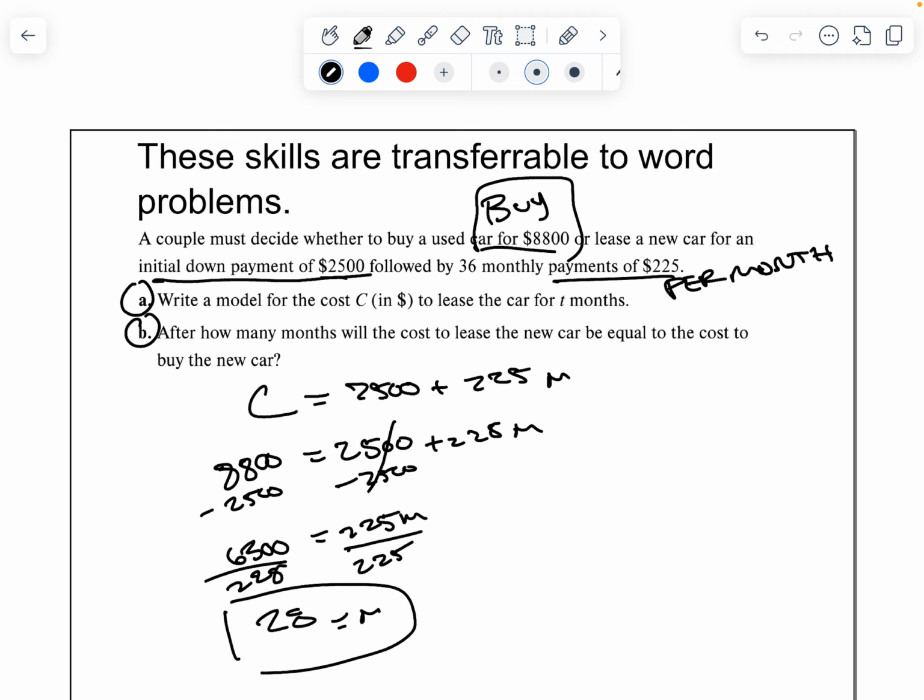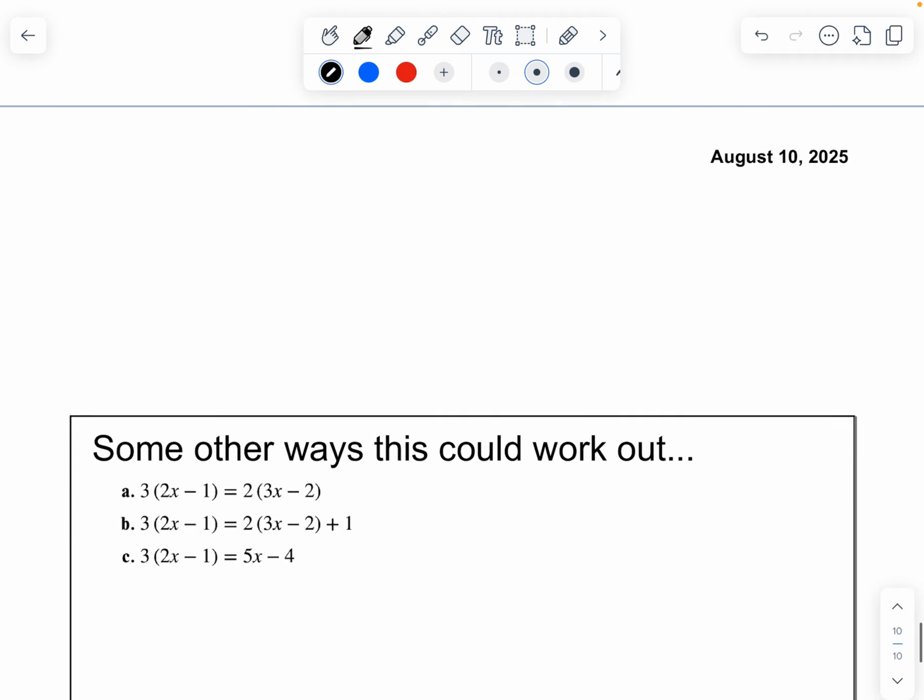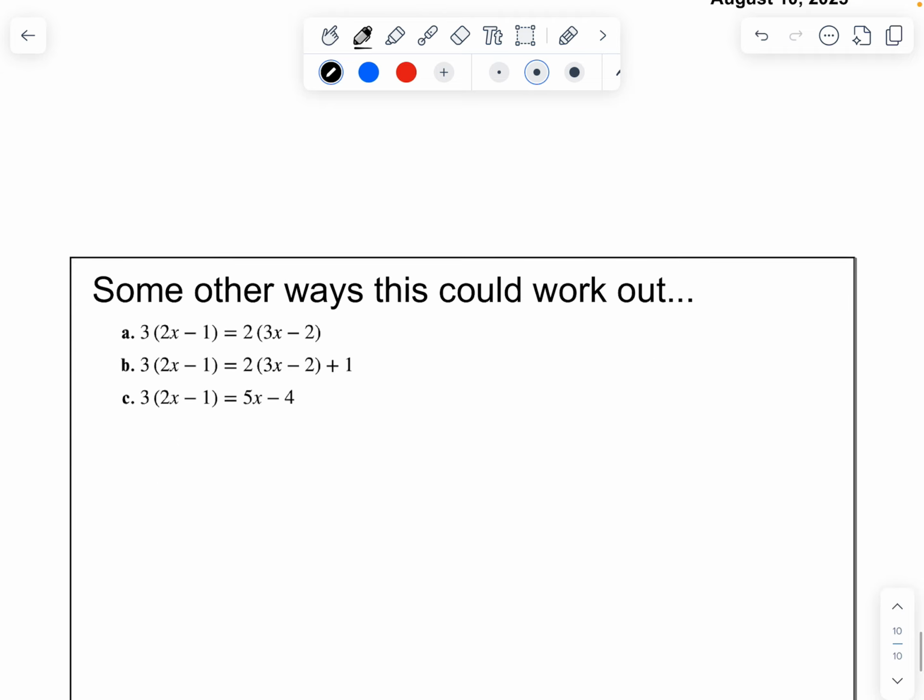All right, we're almost to the end, I promise. There are some other ways that these can work out. So we're just going to work each of these and see how they work out. The first one, we distribute. We get 6x minus 1 equals 6x minus 4.